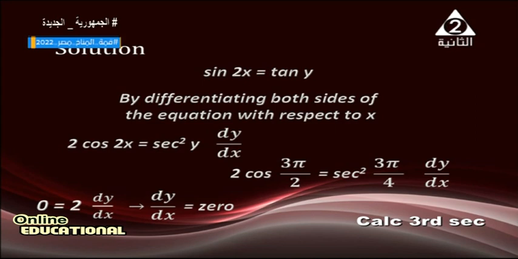And we know that the slope equals the tan of the angle which is a tangent to the curve makes with the positive direction of x-axis. Then tan theta equals 0. Then the measure of the angle theta equals 0 degrees.